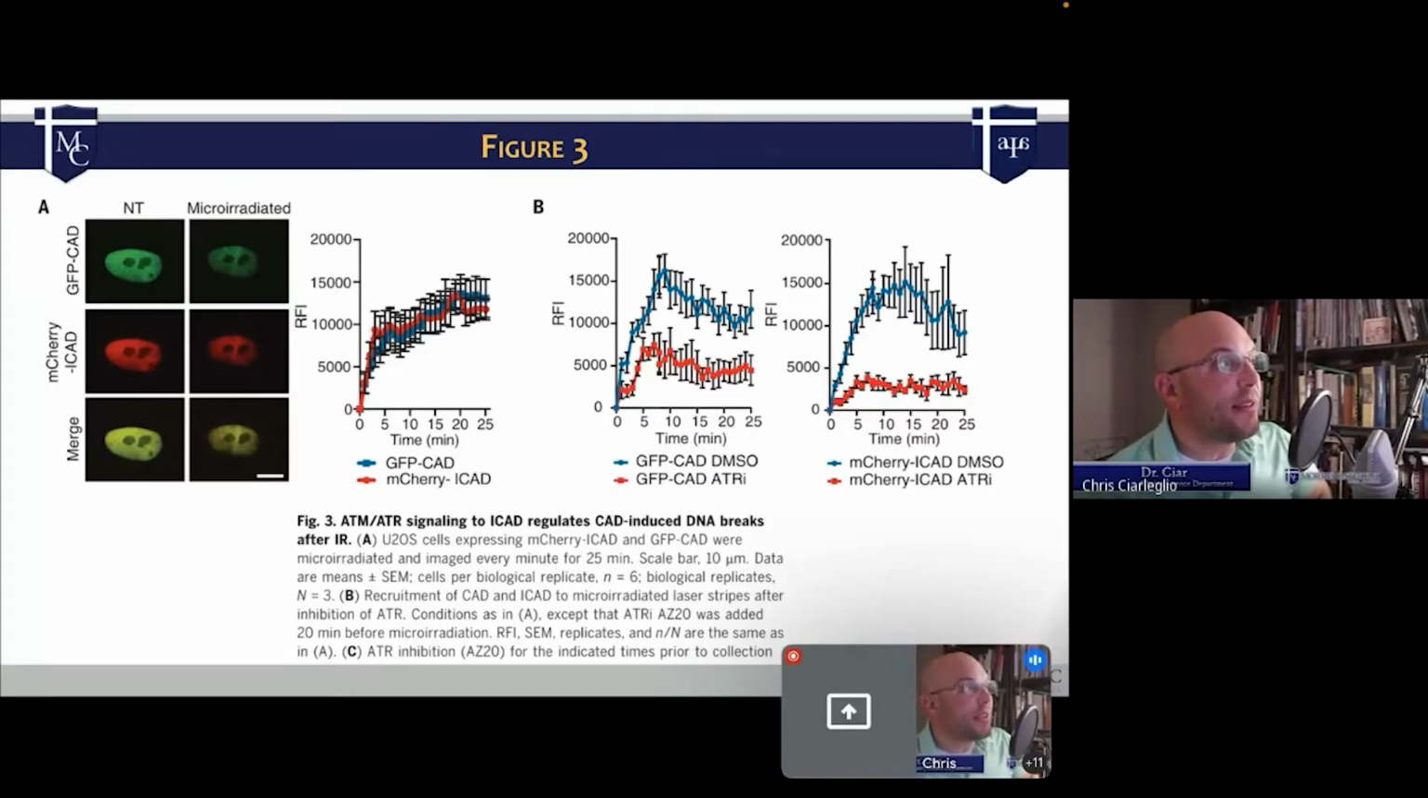Notice that the figure 3 legend starts with what the actual result is: that ATM-ATR signaling to ICAD is the thing that's regulating CAD-induced DNA breaks. So that's basically the summary of the figure. Even though I took a while to walk through it, what's the conclusion? Exactly what it says: when you activate ICAD or CAD, it is working through a pathway called ATR.